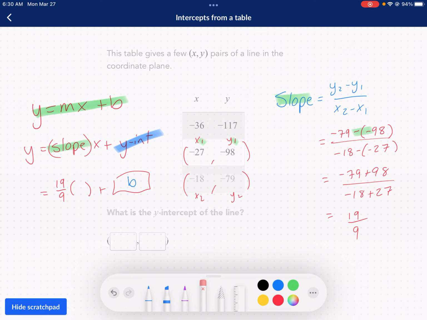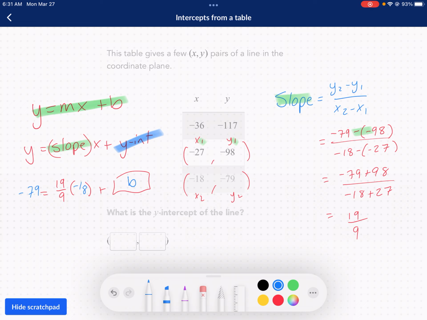To do that, I can pick one of my points. I'm just going to pick this one right here, and I'm going to plug in this x for this x over here, -18. And I'm going to pick this y to plug in for that y right there. Now, I can't mix and match. I can't choose that y and that x. It has to be an x and a y from the same point. Essentially, what you're doing here is plugging in a point that's on the line to solve for the missing variable, okay? So now I do -18 times 19 over 9.